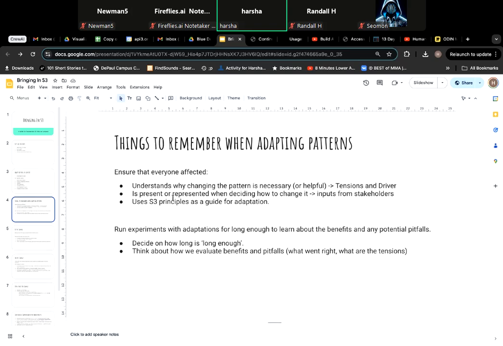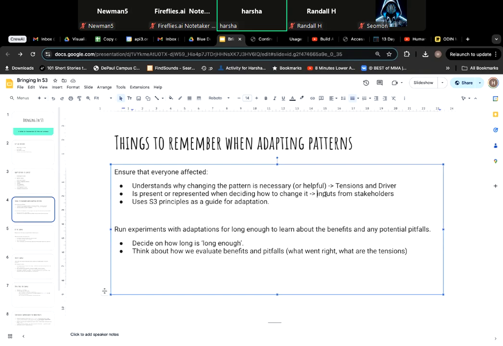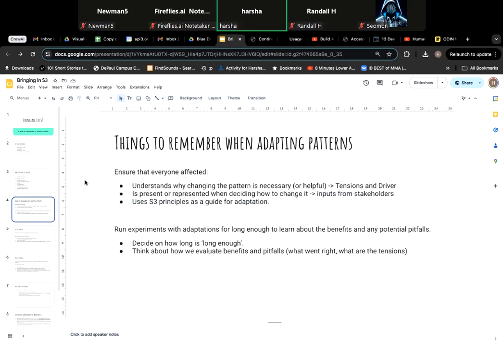Everyone that is affected is present or represented when deciding how to change. So all stakeholders need to have an input. It could either be directly from the individual or there could be a representative in case they're busy or something else. Use S3 principles as a guide for adoption, as in, I mean, this doesn't need much more. We just use like the S3 guide.